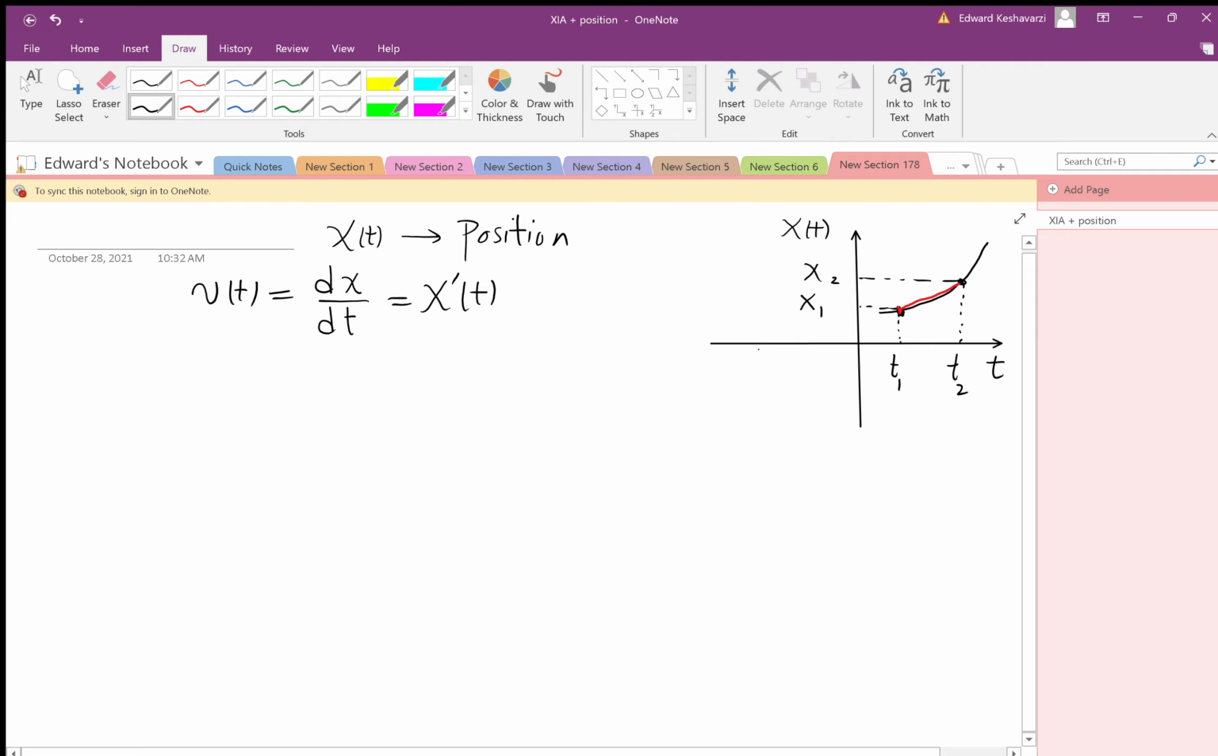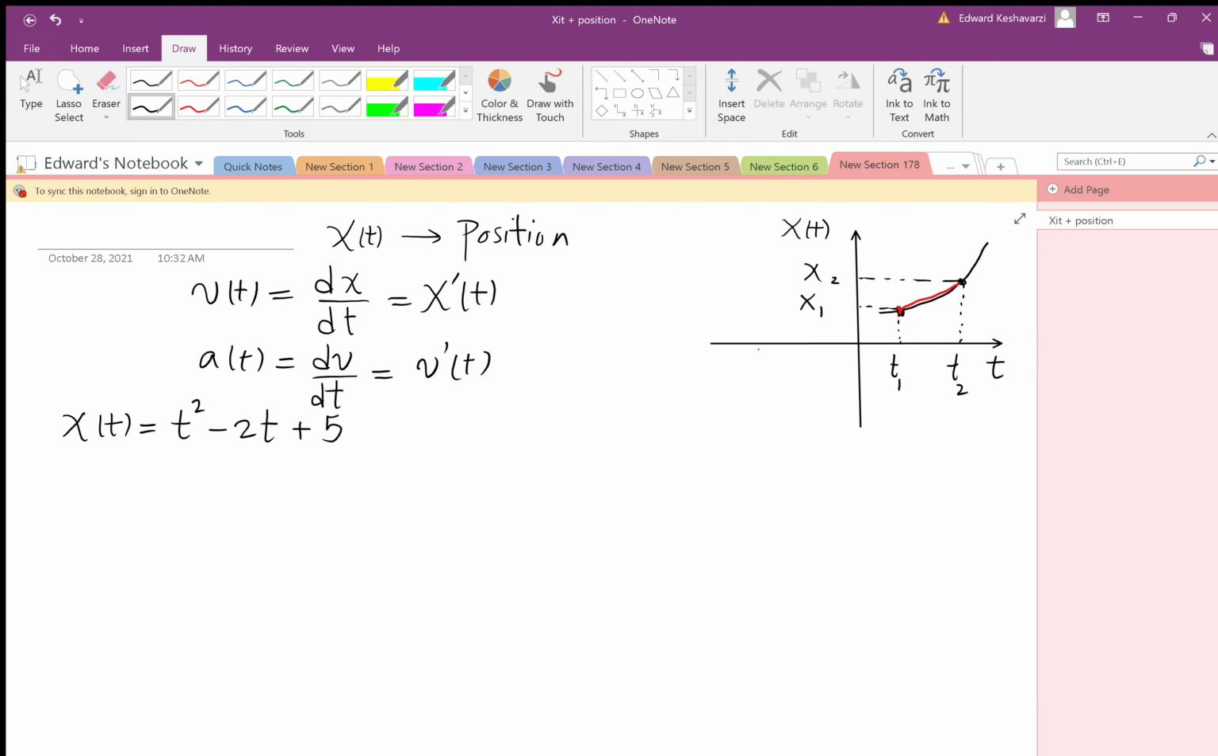Likewise, as you know, acceleration means how fast velocity changes. So it means acceleration also is the derivative of velocity with respect to time, or simply v prime of t. Let's have an example. x(t) is t squared minus 2t plus 5. This is the equation of the position of a particle that moves along this straight line.